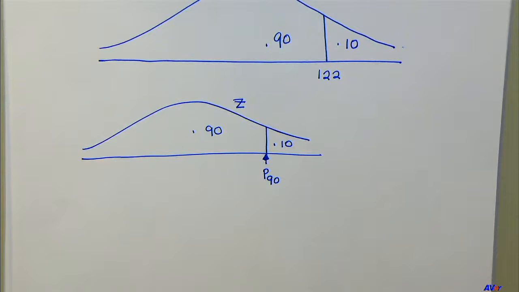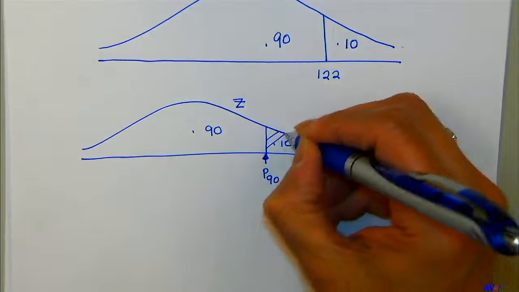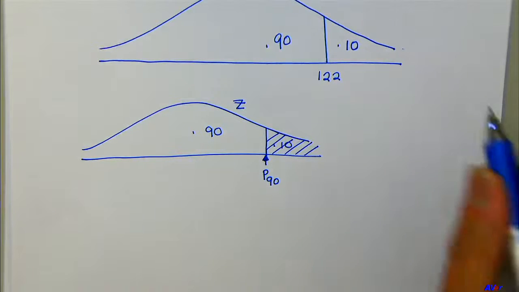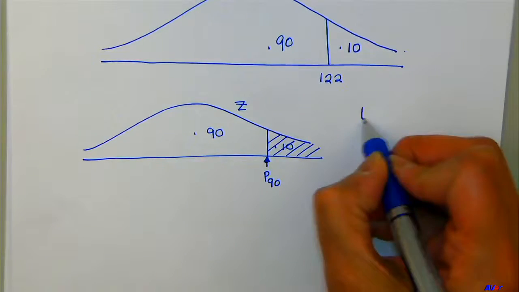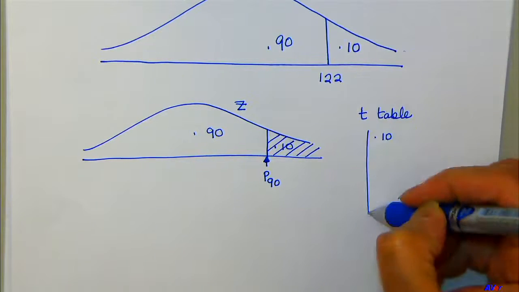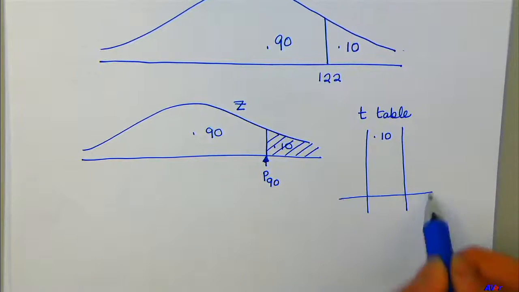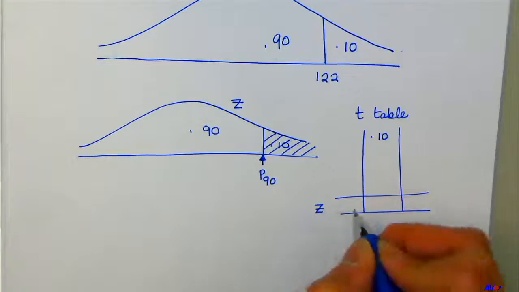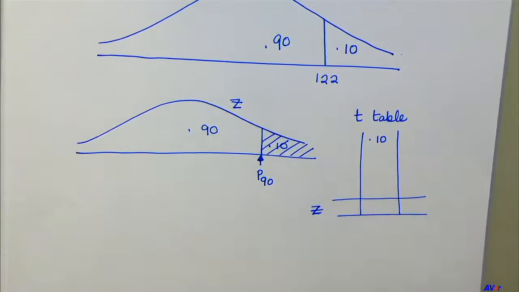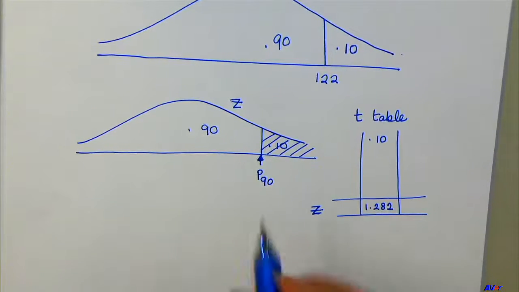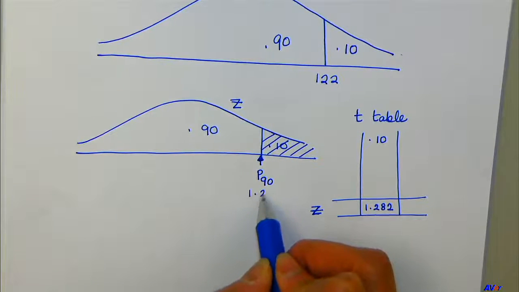What table should I go to? Listen, you're dealing with area in the tail of 10%, right? Anytime you deal with area in the tail, you go to what table? T table. So T table, I go to the row for 0.10, and I go all the way down to the last row for Z. 0.10 column. You should see 1.282. Do you? Okay. So under the Z, P90 is 1.282.